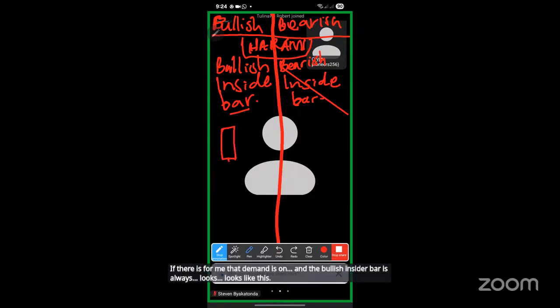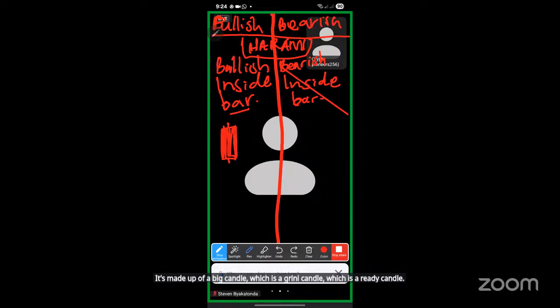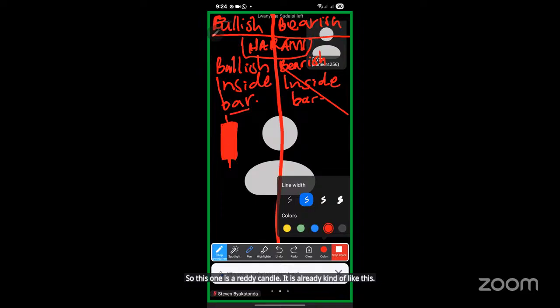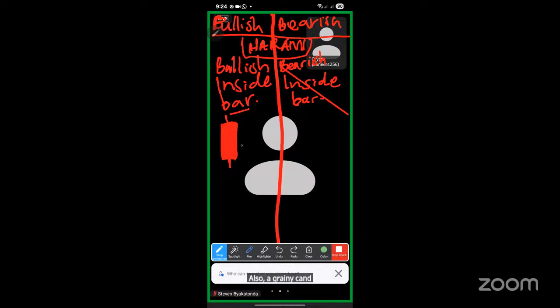The bullish inside bar always looks like this. It is made up of a big candle, a red candle like this, and then also a green candle like this one here.